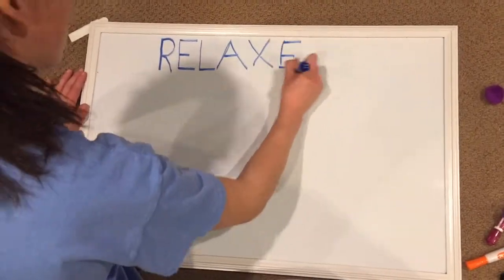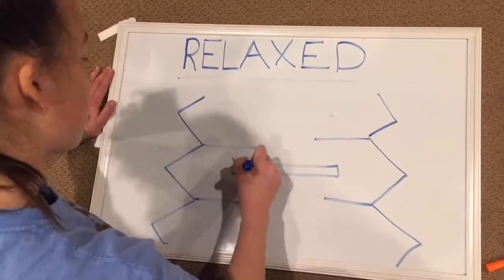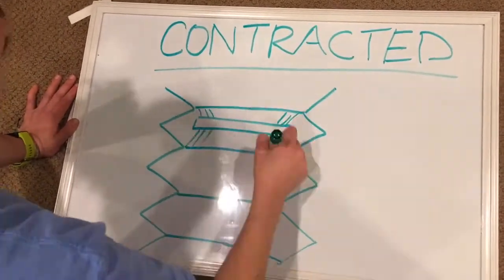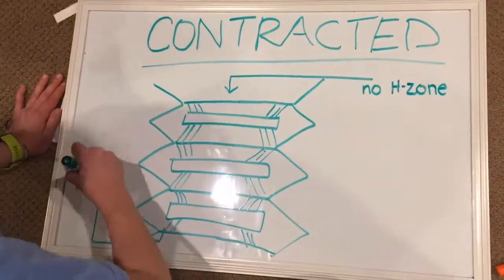A relaxed sarcomere has a little overlap between the actin and the myosin filaments. In a contracted sarcomere, the H zone disappears and the I band becomes very small as the distance between the Z lines decreases.